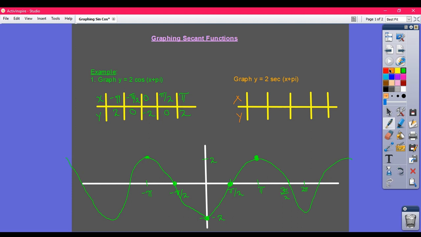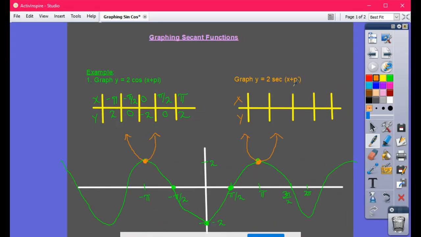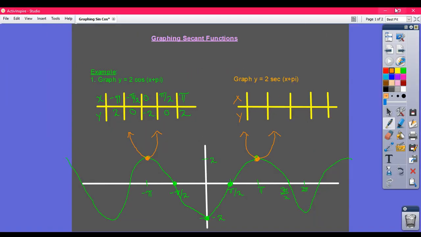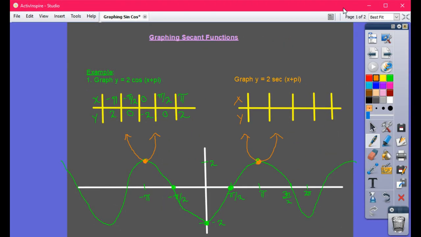So once I have a cosine wave, I like to refer to secant as the hills and valleys of that. Anywhere you have the maximum of your cosine graph, that's actually where the hills are for the secant graph. And anywhere you have the minimum point for your cosine graph, that's what I like to call the valleys. So notice that the minimum is down at 0, -2. So there will be a valley.